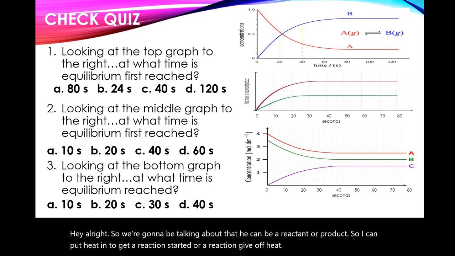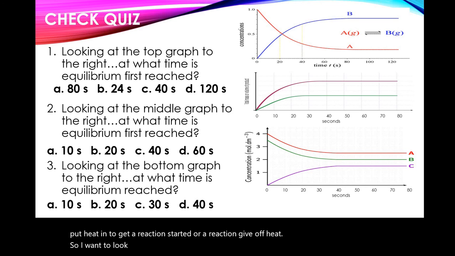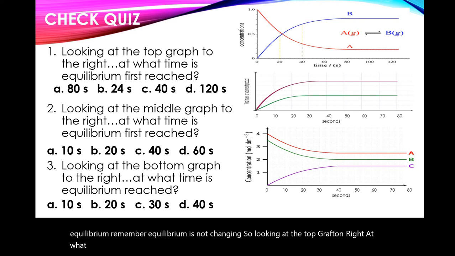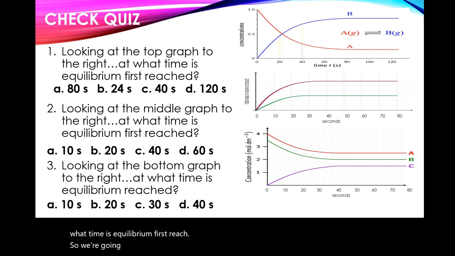So I want you to look at this and see if you can determine where on these graphs it becomes equilibrium. Remember, equilibrium is not changing. So looking at the top graph to the right, at what time is equilibrium first reached? Okay, so we're going to raise our hands and see what time you think it is. Is it A, 80? Is it B, 24? Is it C, 40? Is it D, 120?